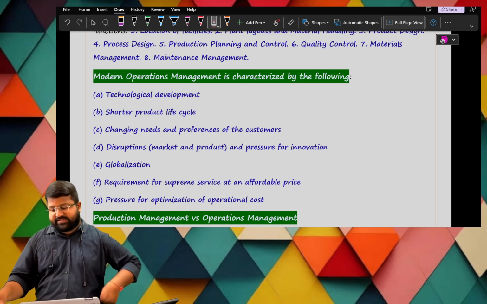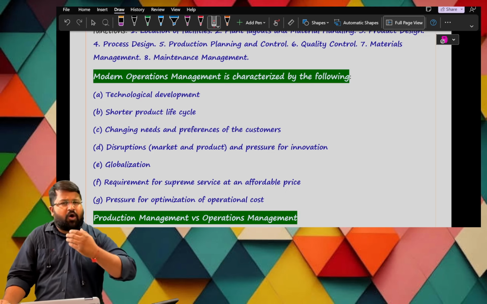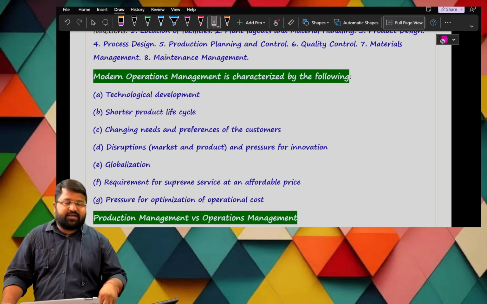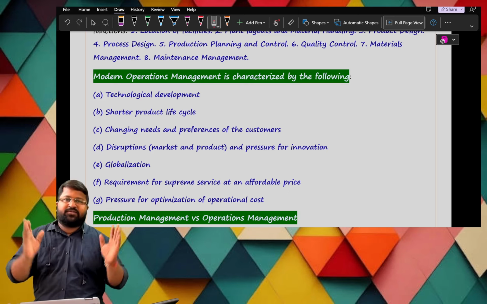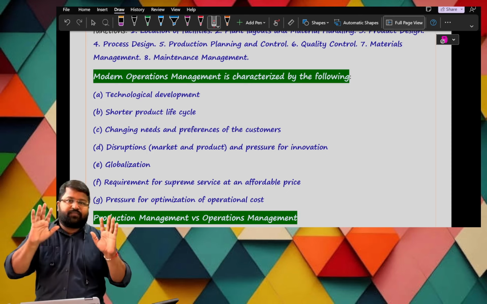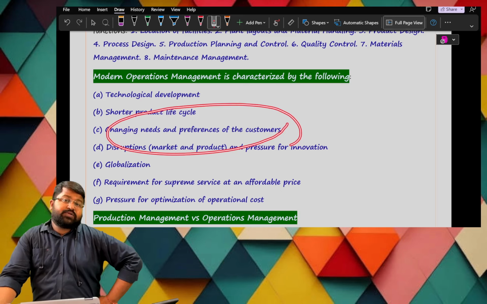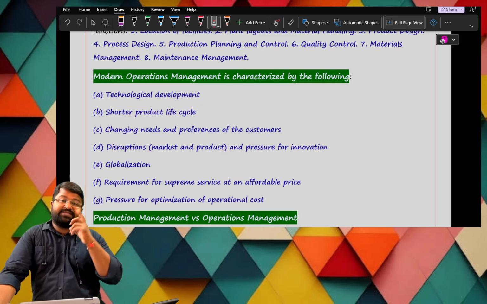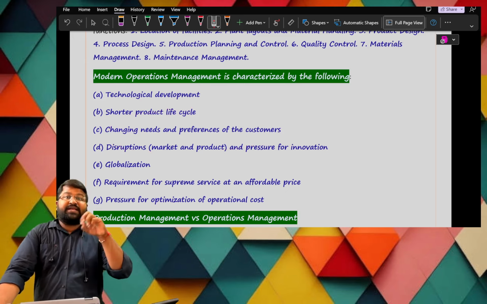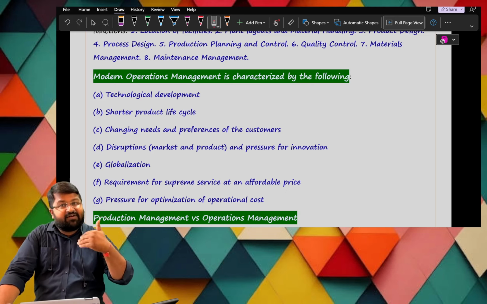Next, shorter product life cycle. Initially, to manufacture a product, it took a long time. Now, when a customer is in need, he will get the product immediately. The time taken to produce a product has been reduced. Next, changing needs and preferences of customers. The latest operations management's main concentration is on what the customer needs, what he is expecting, and what his preferences are. Based on this, we are changing our manufacturing.